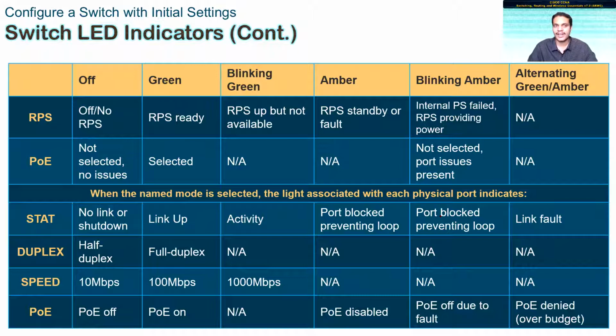Let me take one example, RPS, the backup power. If the LED indicator is off, it means that there is no RPS. If the LED indicator is green, it says that RPS is ready. If it is blinking green, it says that RPS is present but not available at the moment. If it is amber, RPS is in standby or faulty. If it is blinking amber, that means the internal power supply has failed and RPS is providing power.